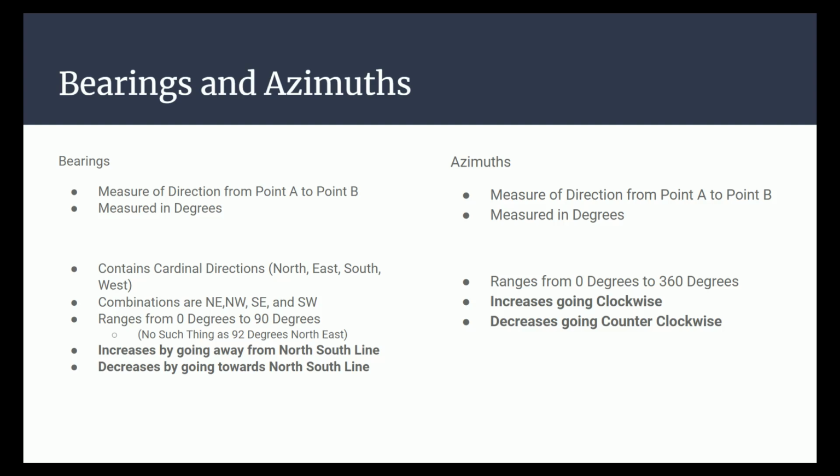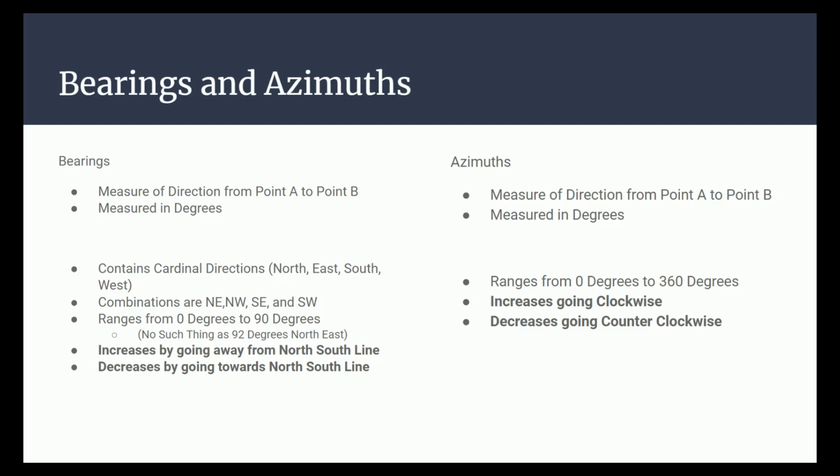They're both measures of direction, typically measured in degrees, minutes, and seconds. Bearings have the standard cardinal directions north, east, south, and west, while azimuths do not contain a cardinal direction. Azimuths range from 0 to 360 degrees, while bearings range from 0 to 90 degrees. We're not going to have a 92 degrees northeast because it's going to pass the northeast quadrant.